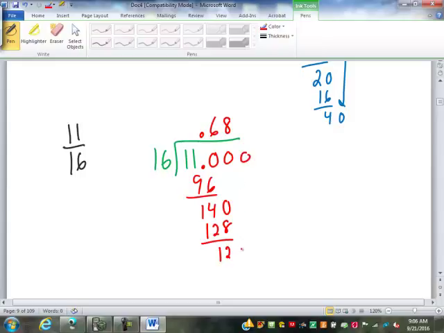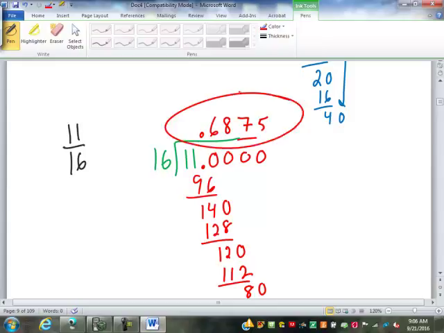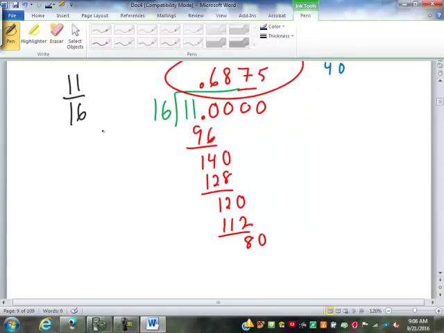Add a 0. 16 into 120. 7 times? 7 times 16 is 112. There's 8 left over. Add a 0. Bring it down. 16 into 80. 5 times exactly. 0.6875. How many of you got that? Cool. Okay. You guys have suffered enough for one day.